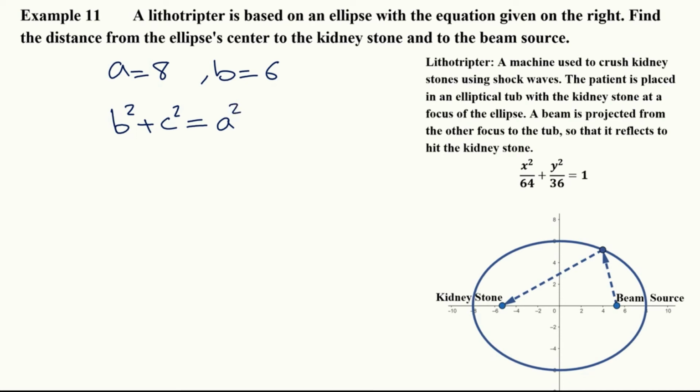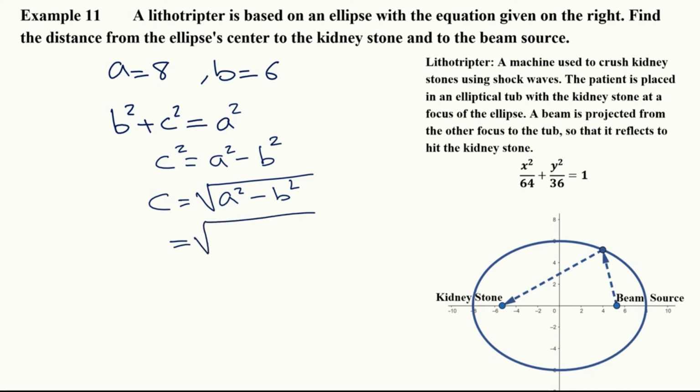And since we're solving for C, I'm just going to go ahead and solve this for C. So we get C squared equals A squared minus B squared. So C is going to be, we're interested in the positive version, so the positive square root of A squared minus B squared. So we get the square root of 64 minus 36. All right, we didn't quite even have to find A and B, but it never hurts.